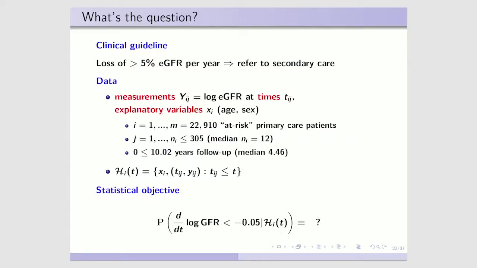Now, there's a specific question lurking behind data like that, which is, should this patient be alerted to the fact that they appear to be suffering from incipient kidney failure and should be referred to secondary care? And the clinical guidelines in the UK are that if the clinician thinks they're losing 5% of kidney function per year, they should be referred to secondary care.